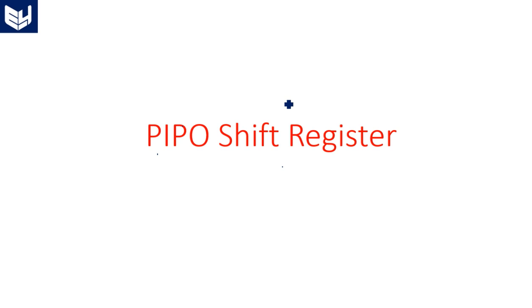Hi everyone. In this video I am going to explain the operation of the parallel in parallel out shift register, followed by the VHDL program. So, parallel in parallel out shift register. We know the purpose of a shift register is to shift the data bit by bit. Whether the data is coming out parallelly or going in parallelly depends upon the type of the shift register we have used.